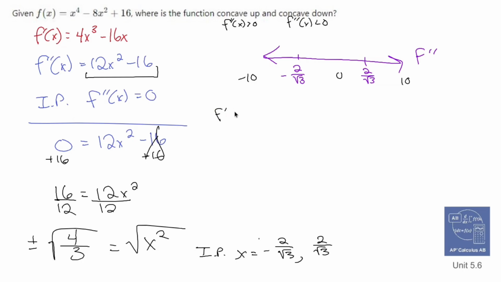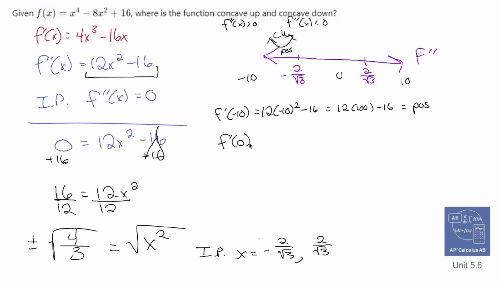f double prime of negative 10 is going to be 12 times negative 10 squared minus 16. So 12 times 100 minus 16. Now, I'm not going to freak out about the numbers. I know 12 times 100 is 1200. 1200 minus 16 is a positive number. So you are going to be positive here on f double prime, which means you're going to be concave up because it's positive. I drew the concave up. I don't know why I did that, but I'm sticking with it.